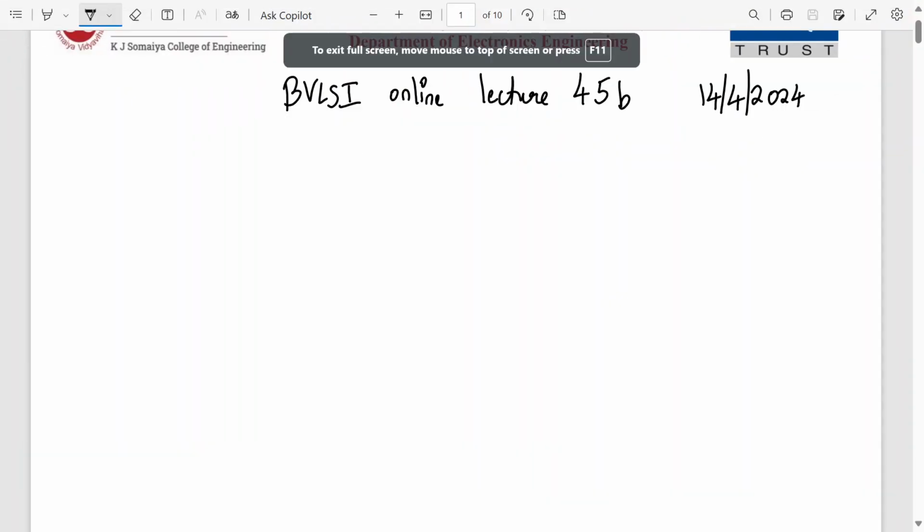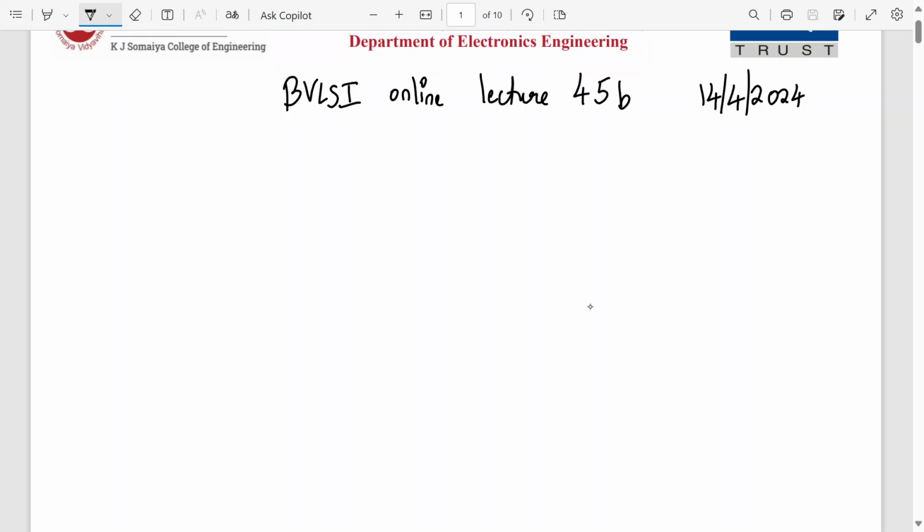So we are going to continue with solving of CMOS inverter numericals. Last time we solved one numerical on a symmetric CMOS inverter. Today let us see the other category.